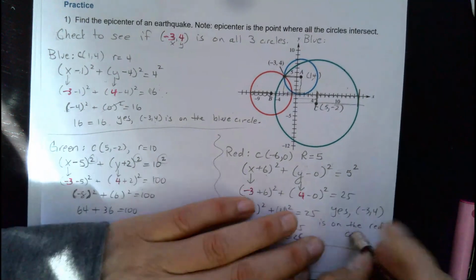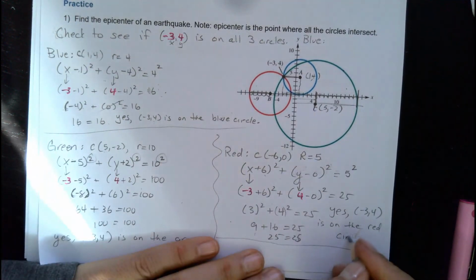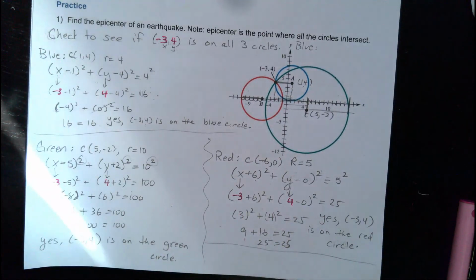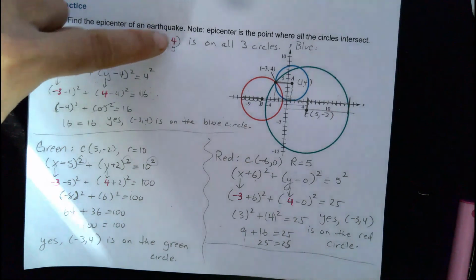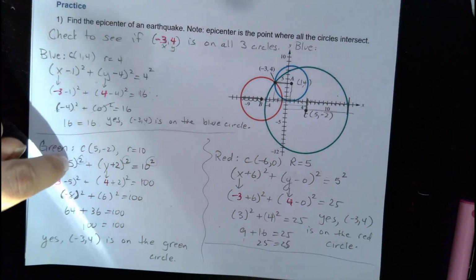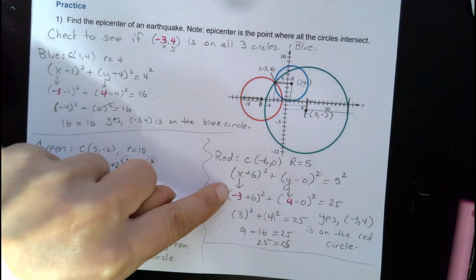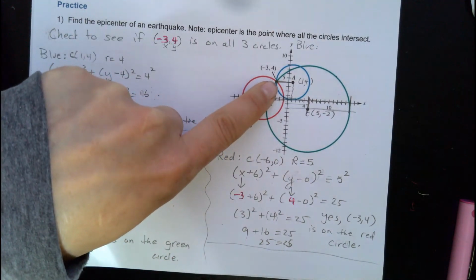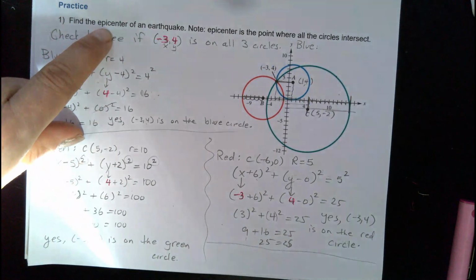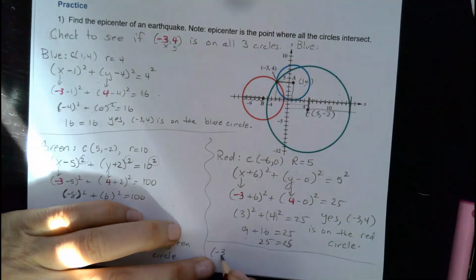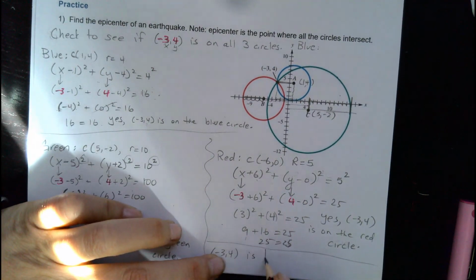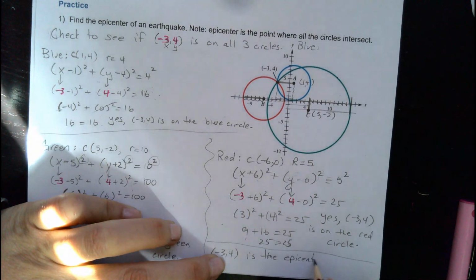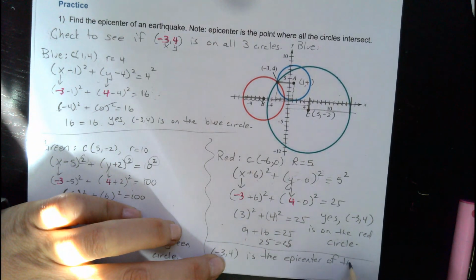I can't spell circle. Okay, so now we have to answer the question. Because this point is on the blue circle, the green circle, and the red circle, then we can say it's on all three circles, so it's where they intersect, so it's the epicenter. So I can say negative 3, 4 is the epicenter of the earthquake.